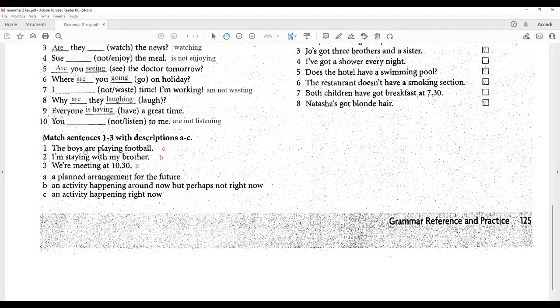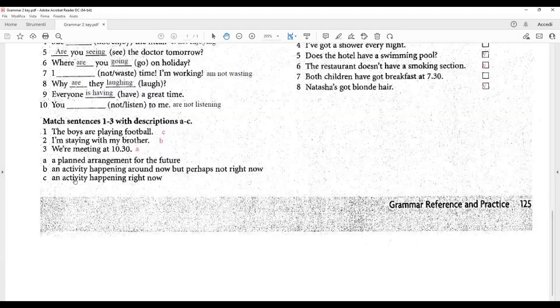In fact, the boys are playing football is an activity happening right now. The boys are playing football. I am staying with my brother. I am staying. B, an activity happening around now, but perhaps not right now.